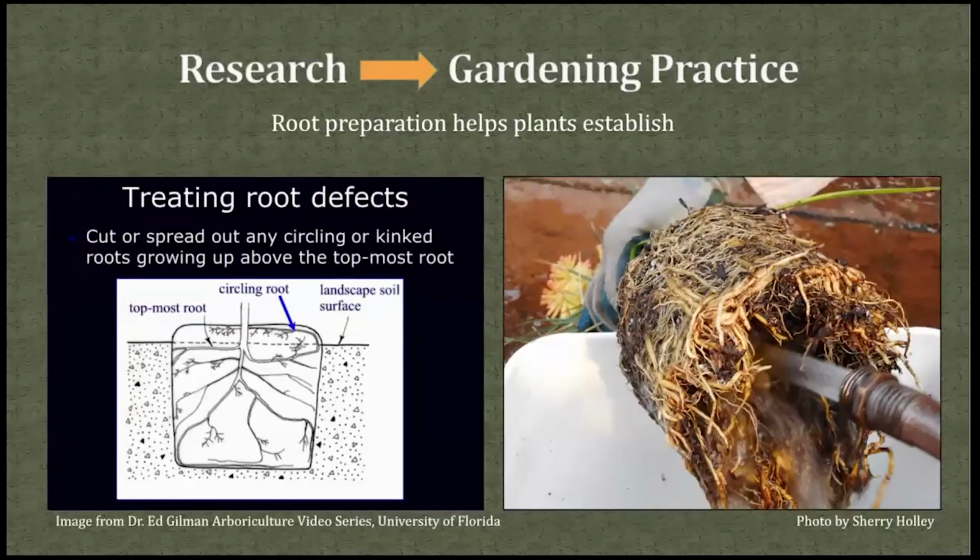The short message is prepare the roots before planting. Research shows it makes a big difference. And this is why, if you look at the illustration on the left, it's clear that roots like to grow sideways and out, but containers will not allow them to do that. And when we purchase a plant, whether due to not correctly being repotted at the nursery or just being left in the pot for too long, we inherit the dysfunctional roots, and we need to correct it before planting.